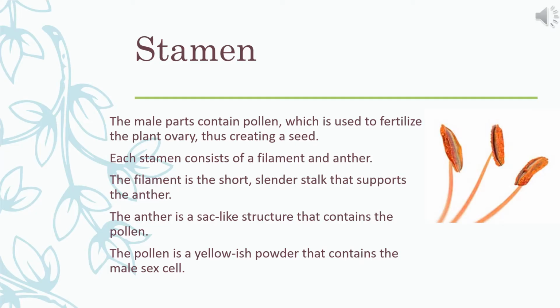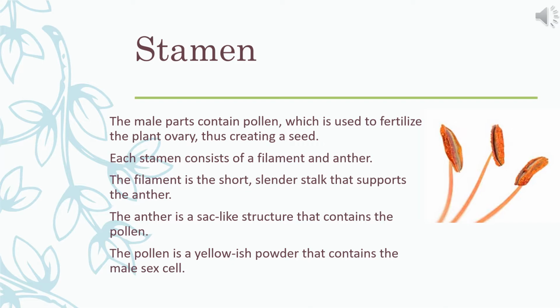The stamen is the male reproductive organ of a flower. If we were to draw a comparison between plant bodies and animal bodies, the pollen that is held on the stamen is essentially like sperm. So this is what is going to fertilize an ovary to create a seed.